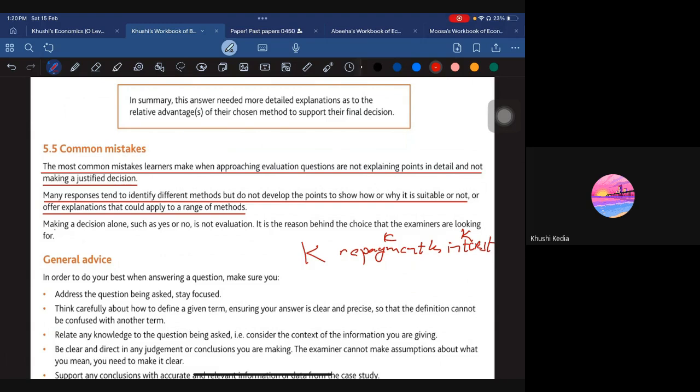Okay. Third thing, making a decision alone, such as yes, no, is not evaluation. It is the reason behind the choice that the examiner is looking for. So you see, maybe he is not given the mark because he is looking for the reason behind the choice. So you can't just come up and write that I'm going to choose this and you will be marked one. You might not be marked one there.